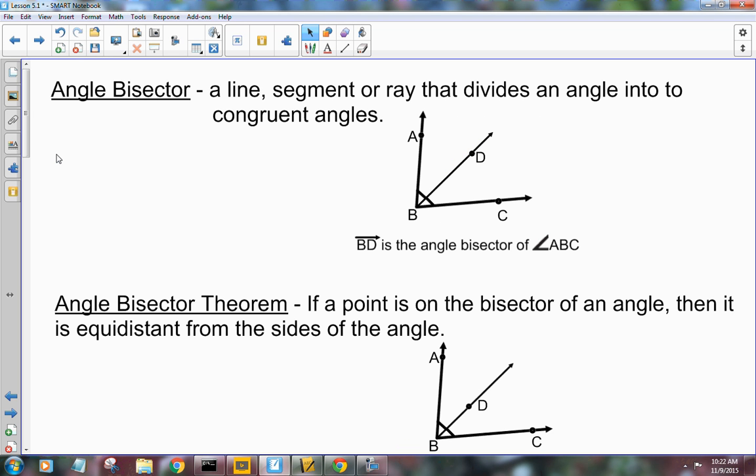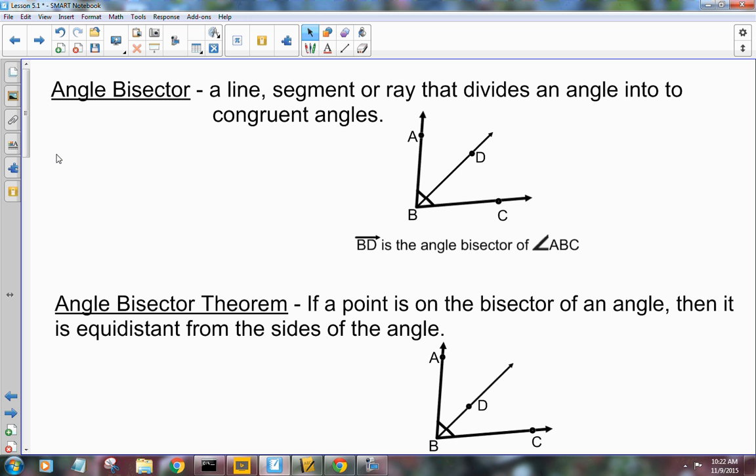Now we want to talk about another bisector of the triangle. This is the angle bisector. Now you know what an angle bisector is, at least I hope you do. A line, a segment, or a ray that divides an angle into 2 congruent angles. This ray BD is the bisector of angle ABC, which means that it breaks ABC into 2 equal parts. ABD is congruent to DBC, as I have marked here.